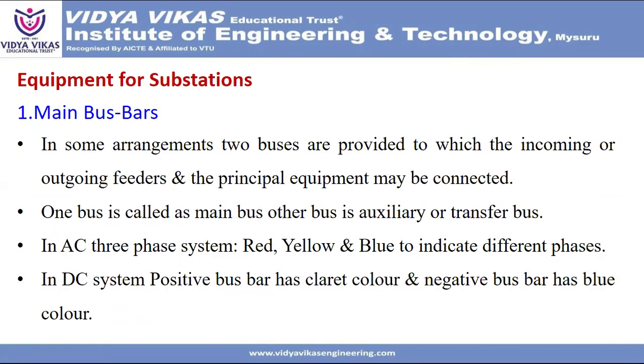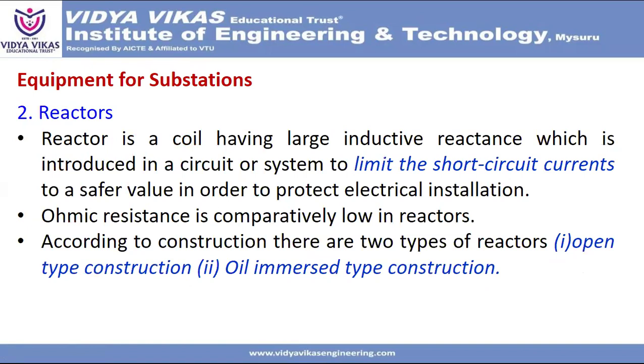In some arrangements, two bus bars are provided to which the incoming and outgoing feeders and the principal equipment may be connected. One bus is called the main bus, the other bus is the auxiliary or transfer bus. In an AC three-phase system, red, yellow, and blue indicate the different phases. In a DC system, the positive bus bar is claret color, that is a thick red color, and the negative bus bar is blue color.